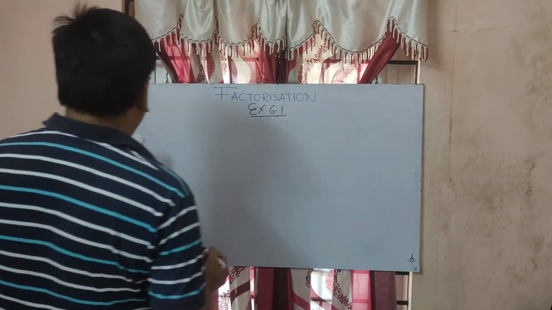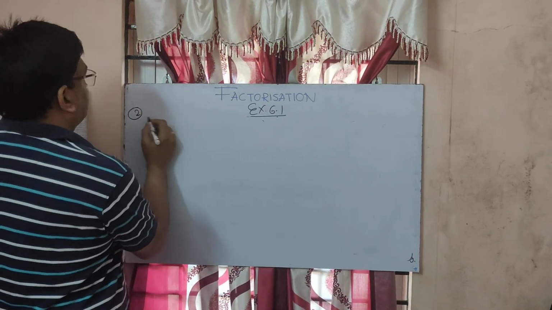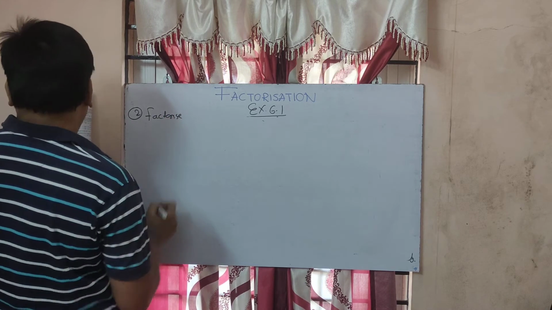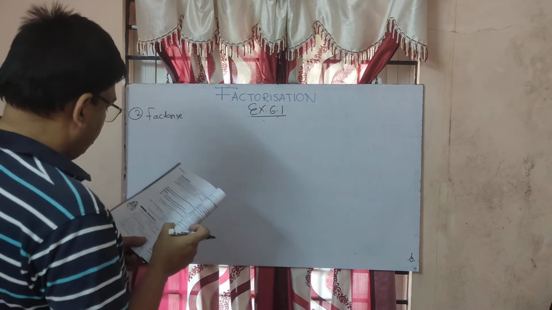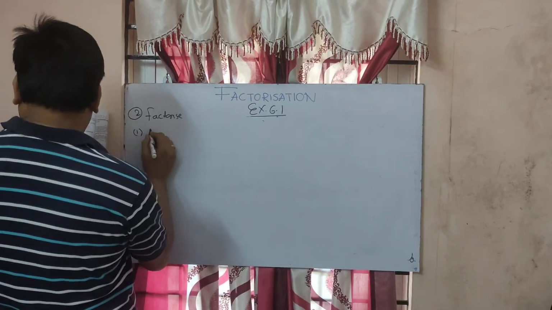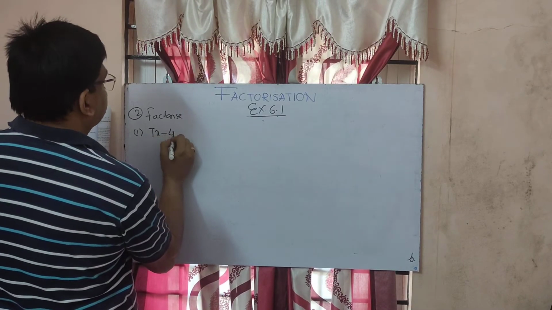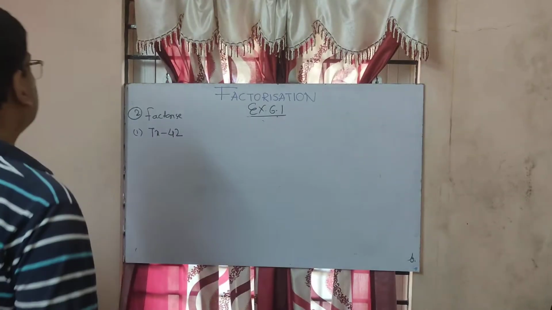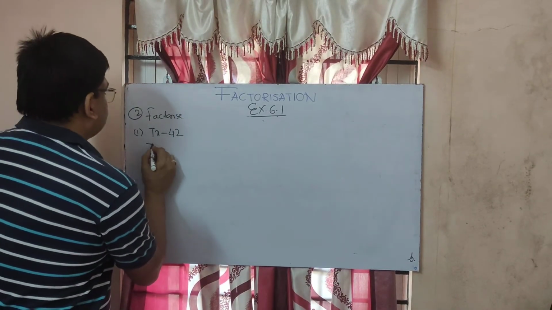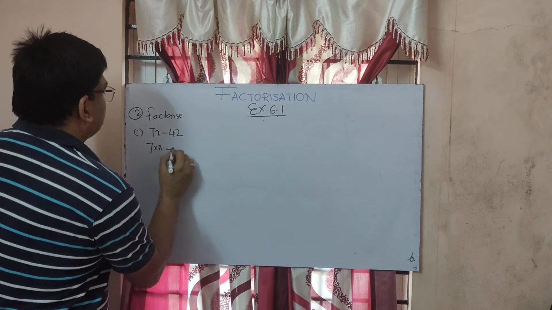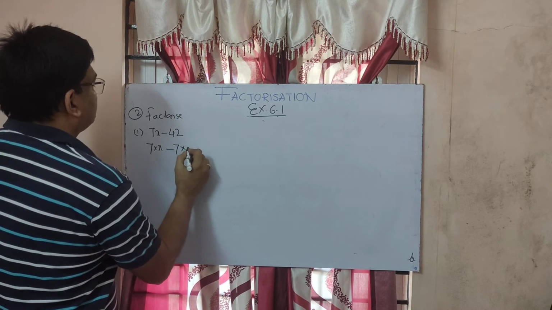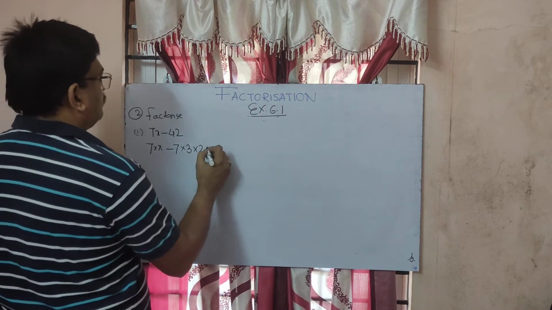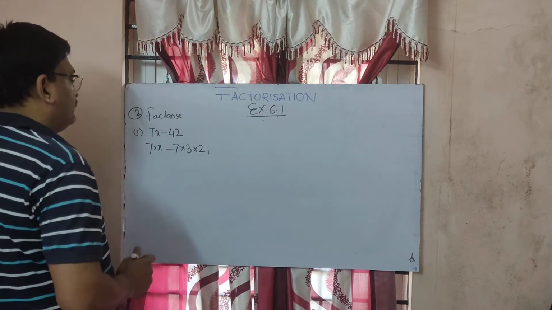Factorize the following expressions. The first one is 7x minus 42. So 7x can be written as 7 into x. 42 can be 7, 7 3s are 21, 21 2s are 42.